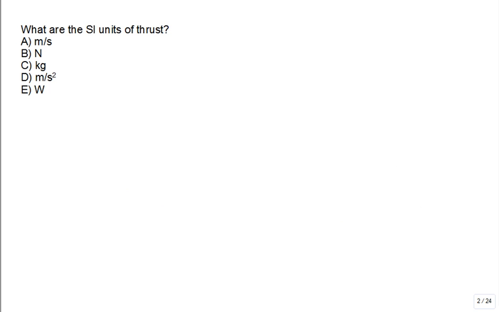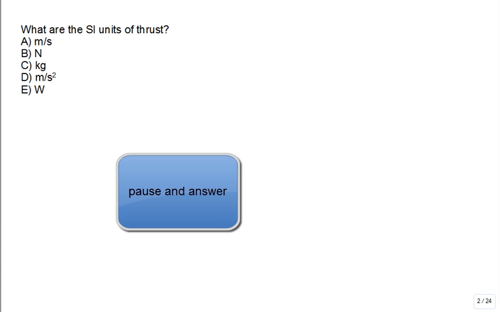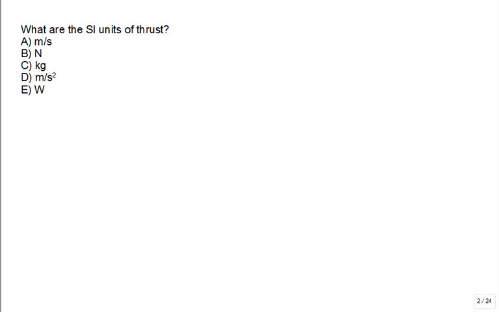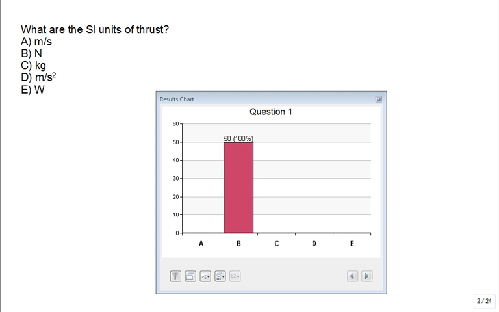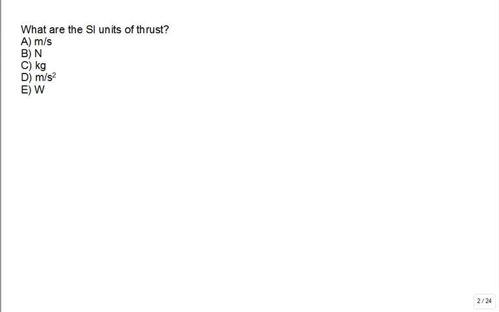What are the SI units of thrust? First clicker question. I'm going to start this up. Everybody's in. We'll stop. And 100%, please. I earned my pay. I have earned my pay.